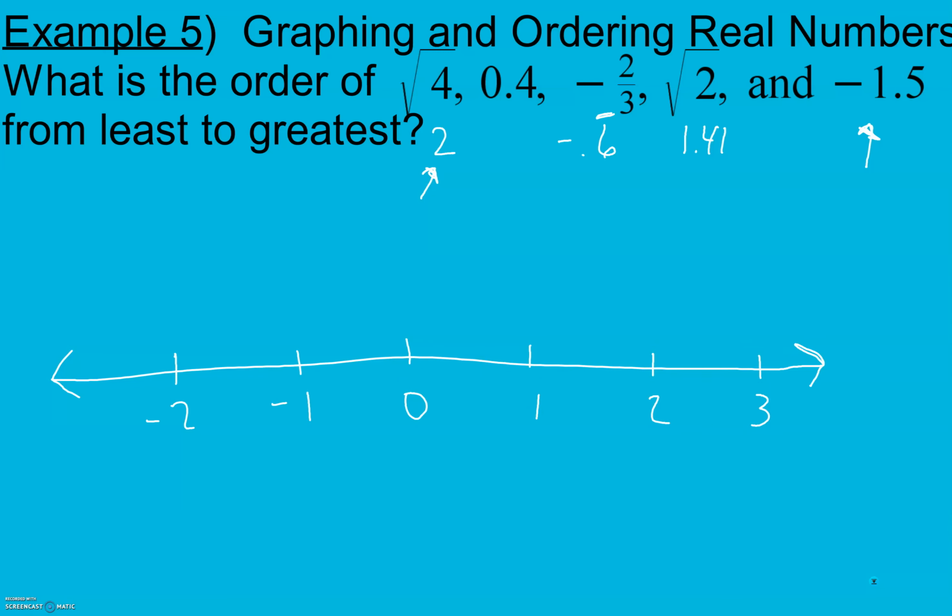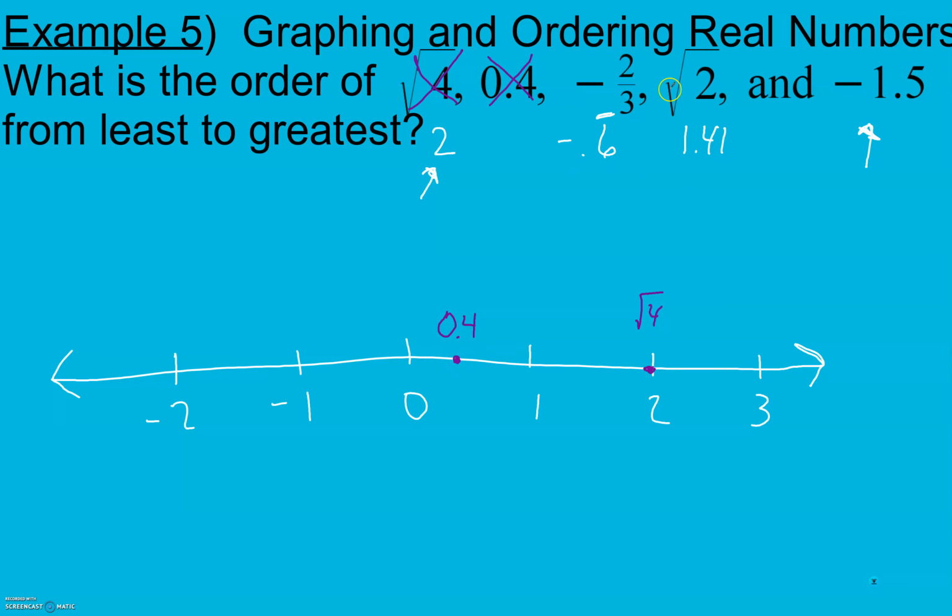I'm going to graph each of these points individually. So the square root of 4 is 2. At 2, I'm going to put a point, and I'm going to label it square root of 4. Again, we want the exact values that they gave us. 0.4 is in between 0 and 1. It's a little bit closer to 0. And these don't have to be perfect, but get them as close as we can.